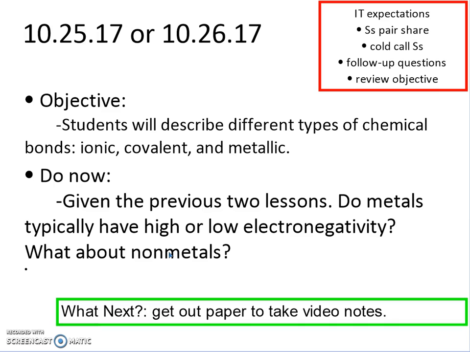Go ahead and pause the video so that you can do the objective and do now while students come in.